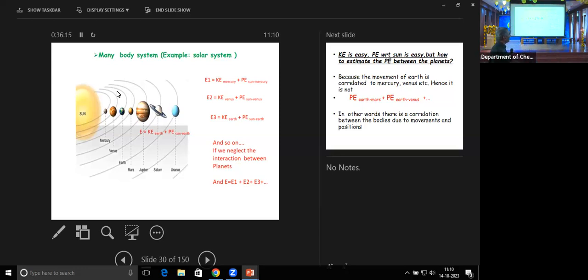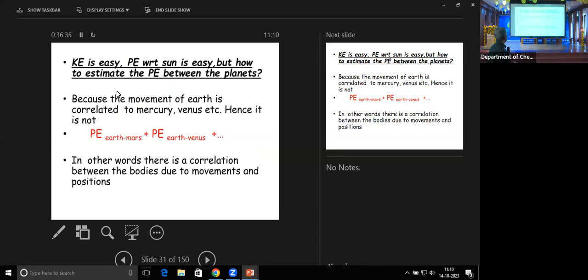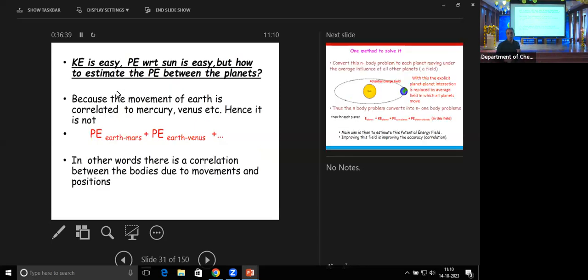We do not take into consideration the interaction between the planets. This is our problem. Had there been no interaction between these planets, very easy life. E1 plus E2 plus E3 plus E4 up to E8 gives me the total energy of the solar system, but it is not that easy. God makes our life a little bit more complicated. He says no, there's an interaction between that. What is that interaction? The movement of Earth is correlated to Mercury, Venus, etc. Hence, it is not simple potential energy of Earth and Sun. It is potential energy of Earth, Mars plus potential of Earth, Venus. There is a correlation between this.